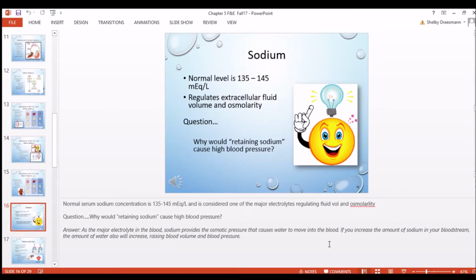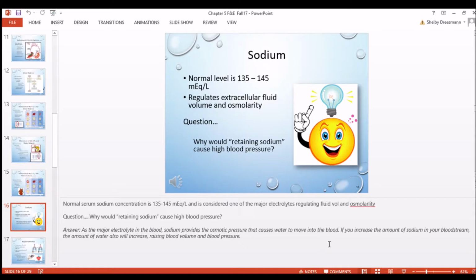Sodium. Now we're talking about electrolyte concentrations. Normal serum sodium concentration is 135 to 145 milliequivalents. Retaining sodium would cause high blood pressure because our water follows salt, so we would hold on to more water, and it would increase our blood pressure. Eating a lot of sodium would have the same effects as secreting aldosterone.